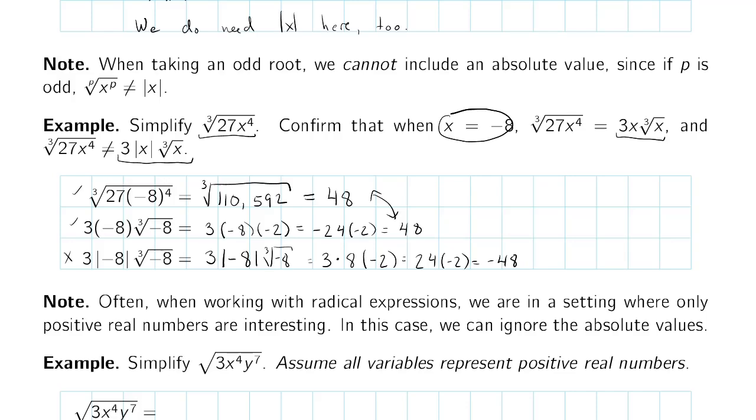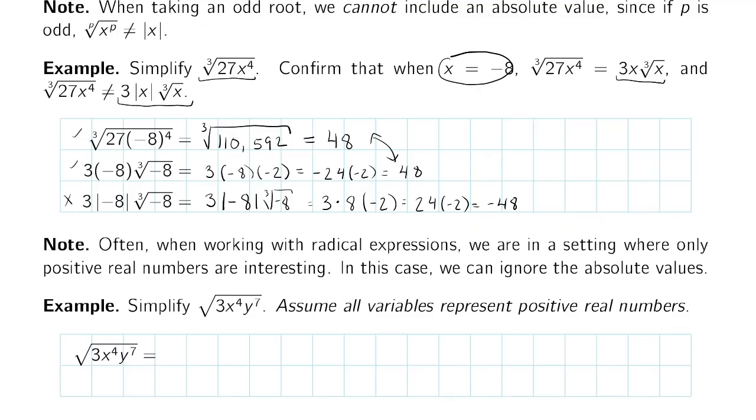Often in reality, when we're simplifying radicals, though, we're actually only interested in the positive real numbers to begin with. So often, when we're just trying to practice our simplifying moves, we'll have an instruction that says something like this: Assume all variables represent positive real numbers. So that means everything's positive to begin with. You don't have to worry about whether or not there need to be absolute values here.